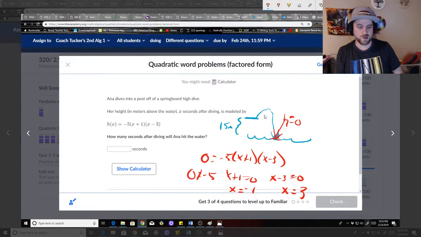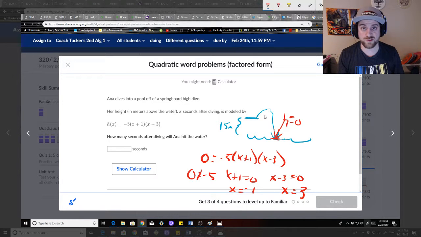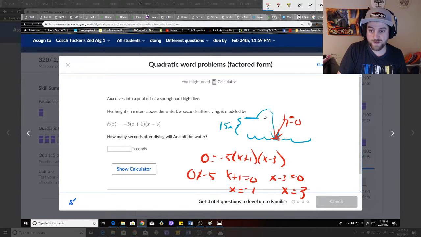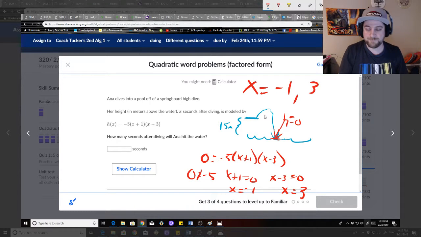Now the question is, it asked how many seconds. We have two answers here. How do we fix the situation? It's a word problem, so think about context. x represents seconds. So we have two possible answers here: x could equal -1 or 3.